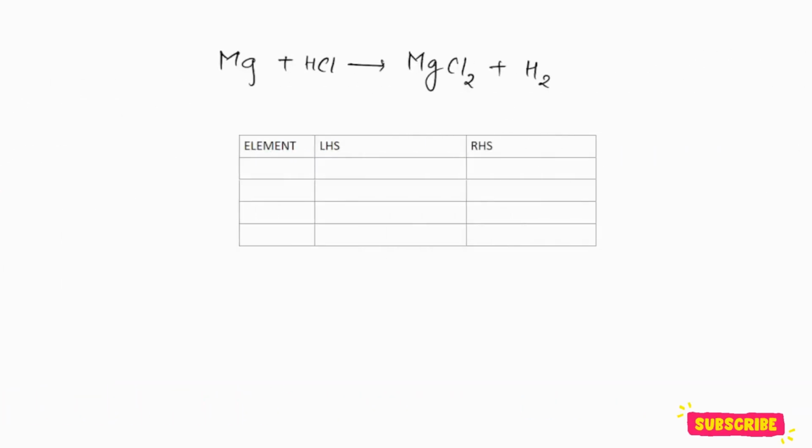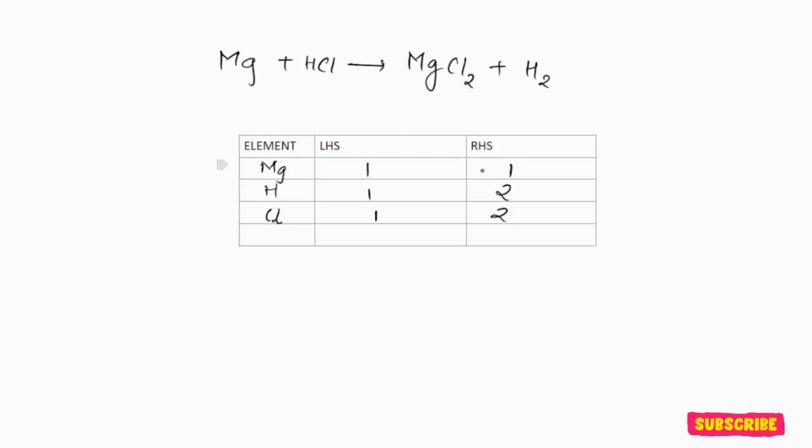Let us take another example of magnesium reacts with hydrochloric acid to give magnesium chloride and hydrogen. Let us write down the elements. So elements are magnesium, hydrogen and chlorine. So number of atoms of magnesium on left hand side is 1, right hand side is also 1. Hydrogen is 1 on left hand side, right hand side it is 2. Chlorine is 1 on left hand side, right hand side it is 2.